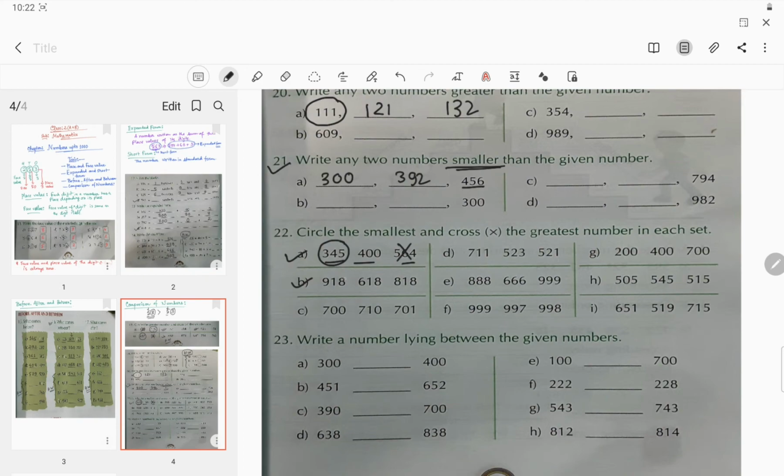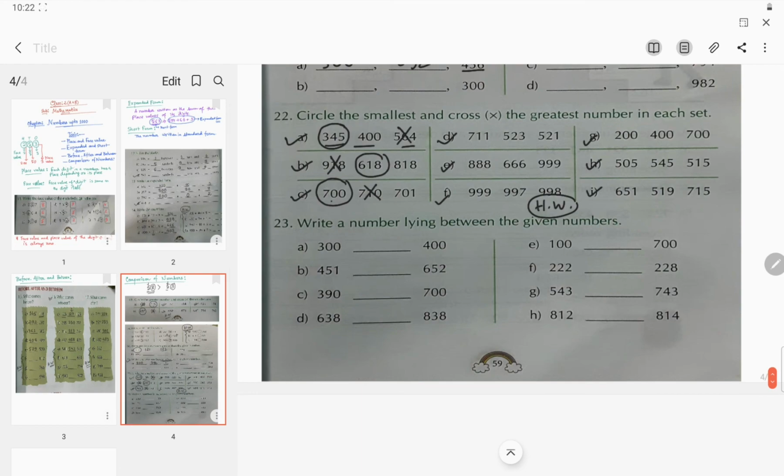Similarly, B, 918, this is the bigger one, so it will be crossed out, and 618 is the smallest one, so I have encircled it. Similarly, question number C, 701, 700 and 710. You know 710 is much bigger among these numbers, so 710 is the greatest number, so I cross it out and I encircle 700, which is the smallest one among these numbers. Similarly, D, E, F, G, H, I, you have to write in your copy and solve by yourself. Okay.